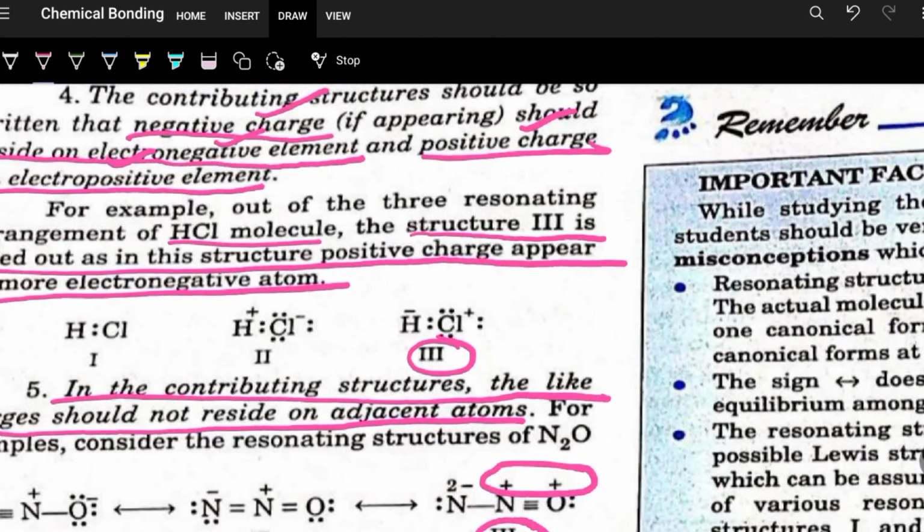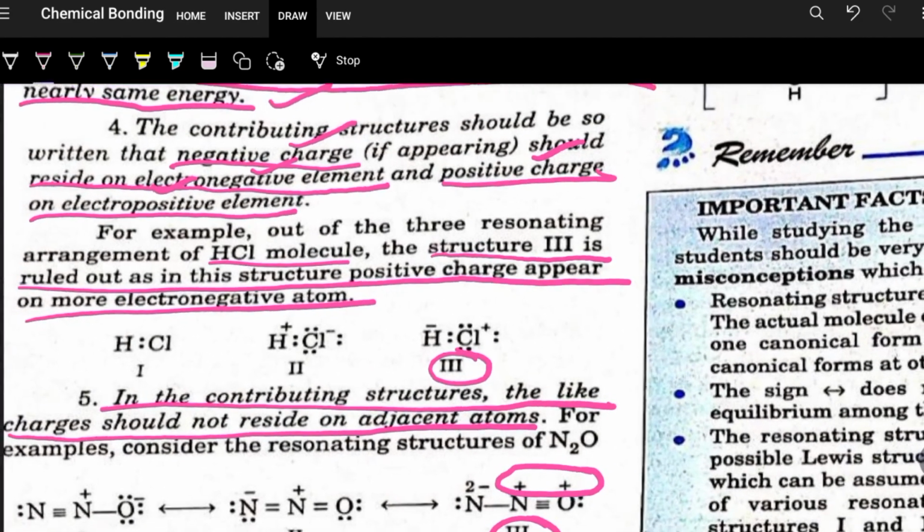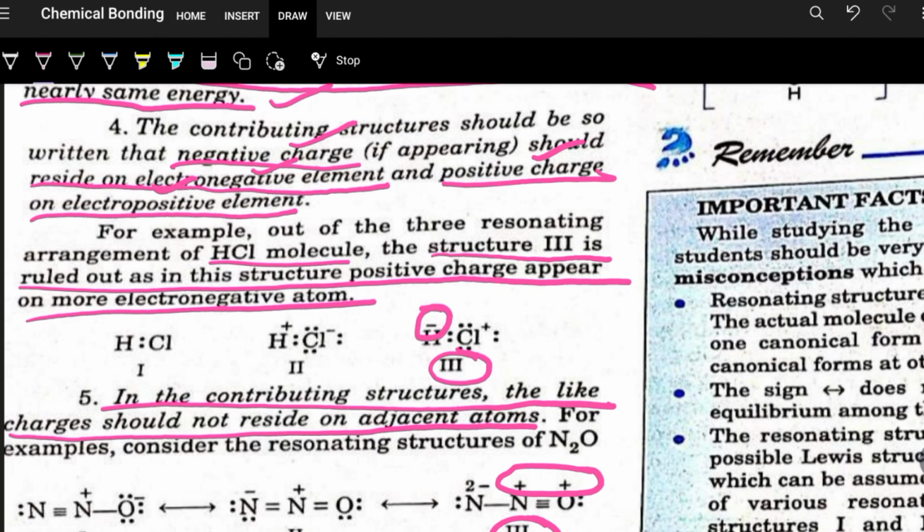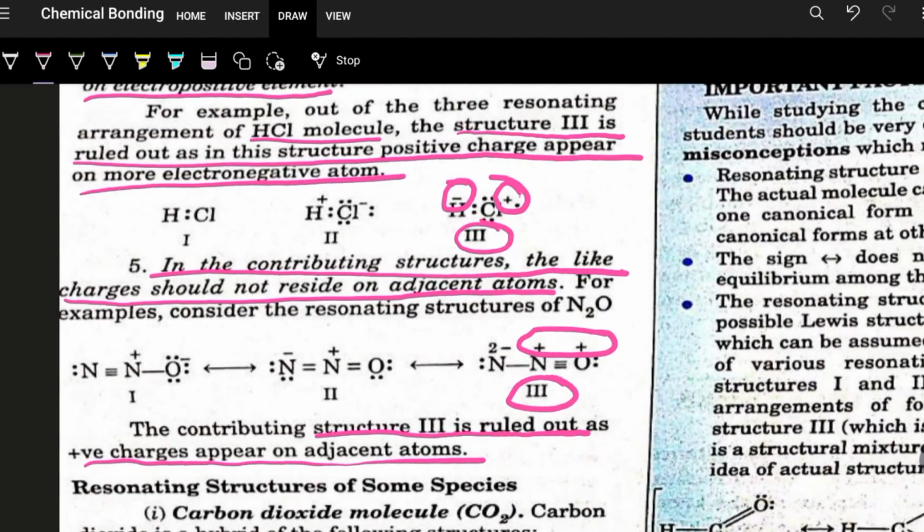Now, like the HCl molecule, they are telling that structure 3 is ruled out. Why? Because it has a negative charge over the electropositive and a positive charge over the electronegative element. Now remember one more thing, that wherever there is a charge separation, the canonical form is considered to be less stable. That means if in the same molecule there is a positive and negative charge, then the canonical form is considered to be less stable, like this. Now, if the canonical form has a positive charge over an electronegative atom and a negative charge over an electropositive atom, that is again a less stable canonical form.